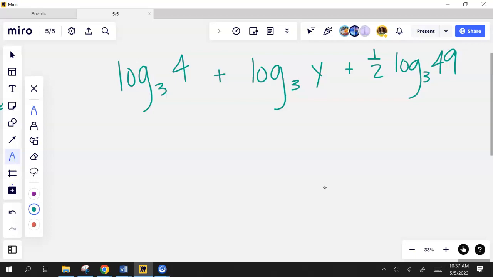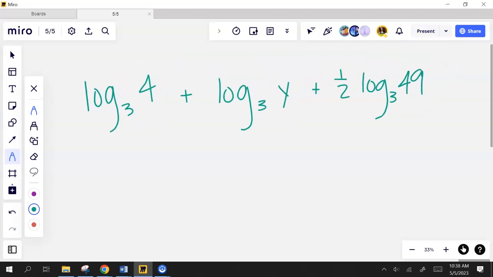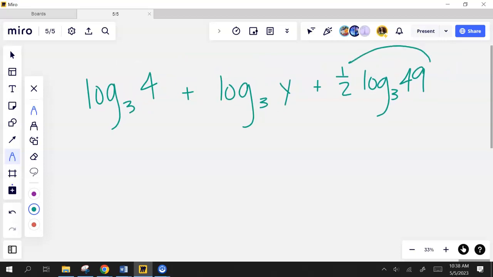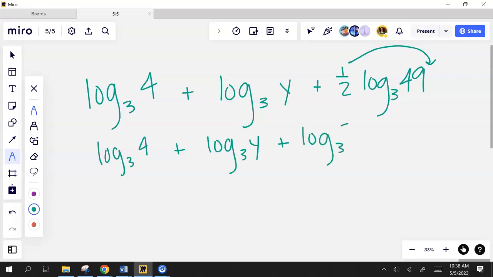What did you do first? So now I have log base 3 of 4 plus log base 3 of y plus log base 3 of 7. What now? Y what? 49 to the 1/2.